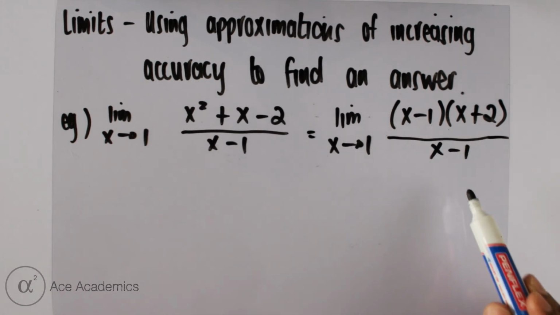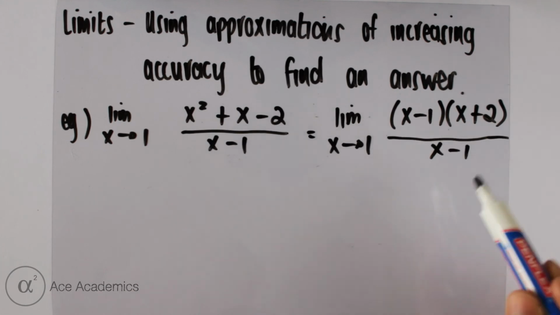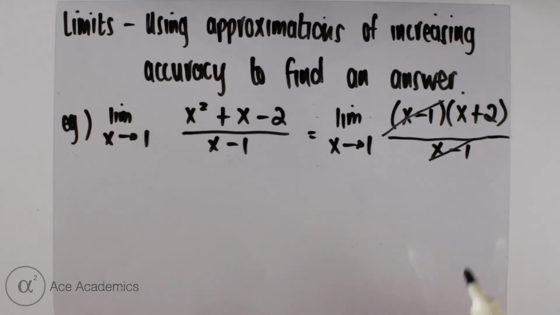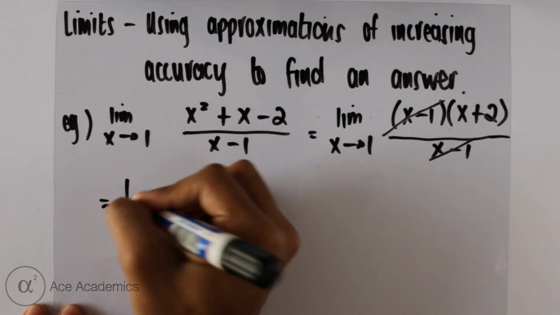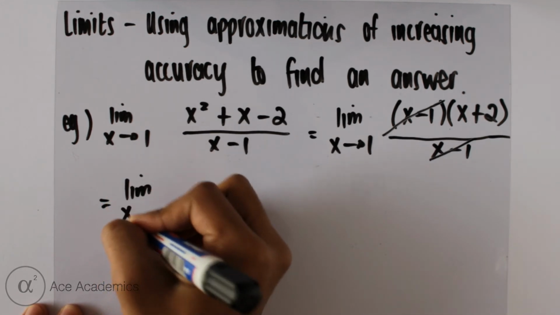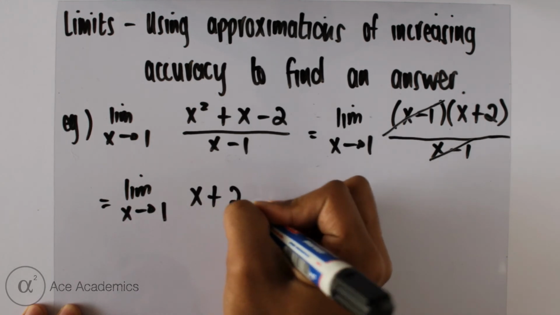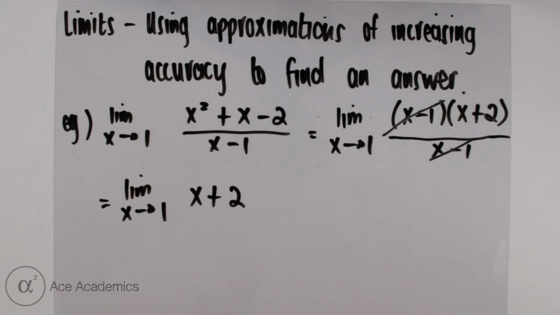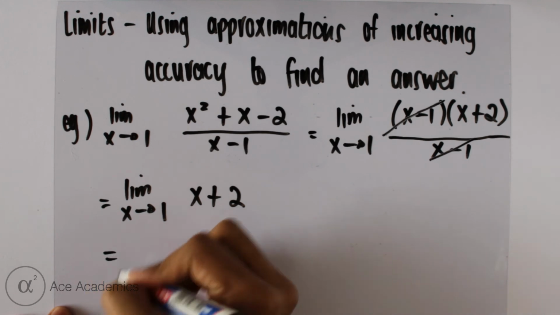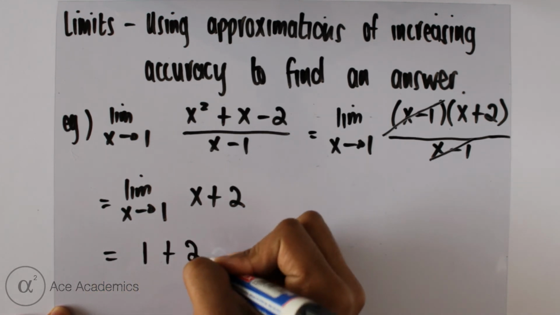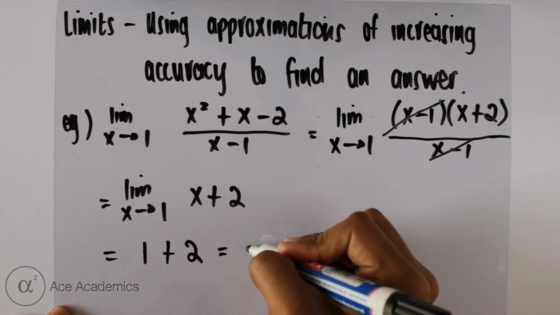Now we see that there's a common factor on the top and the bottom, which is x minus 1, hence we can cancel it out. And in the next step, we have the limit as x tends to 1 of x plus 2. Now when we substitute x equals to 1 into the equation, we can remove the limit, as we'll do in the next step. So in place of x, we're going to substitute 1, and we're left with 1 plus 2. And that limit is just 3.